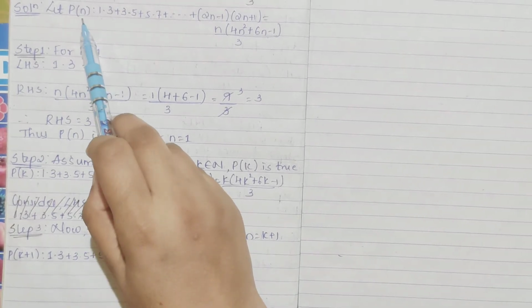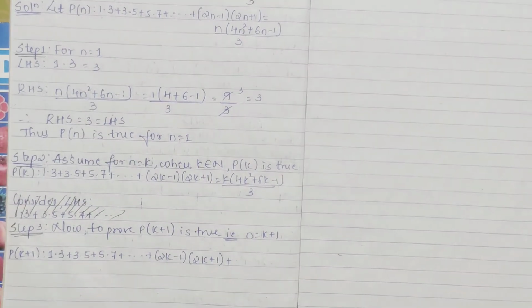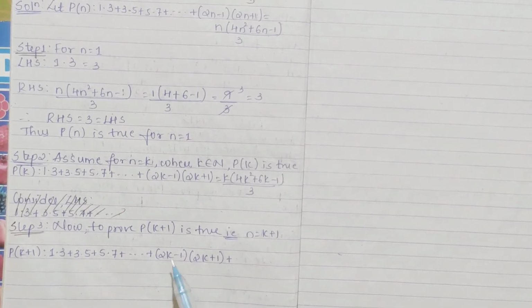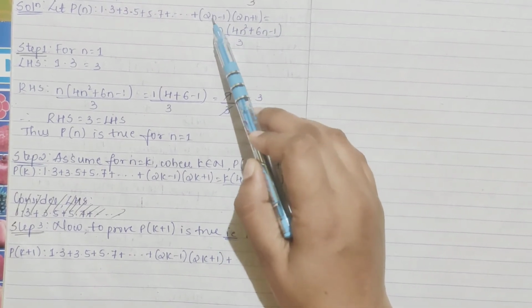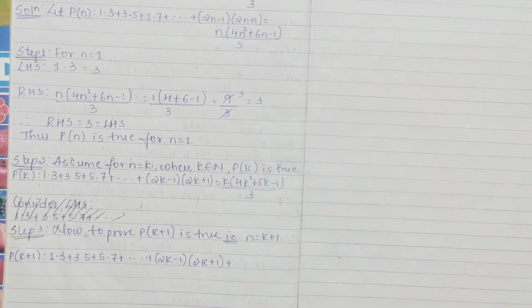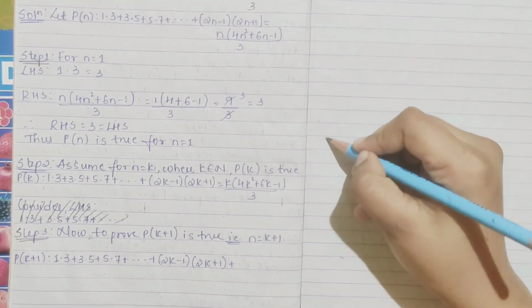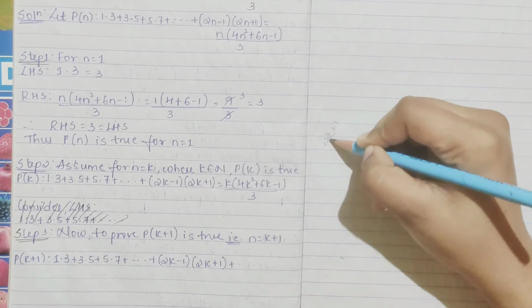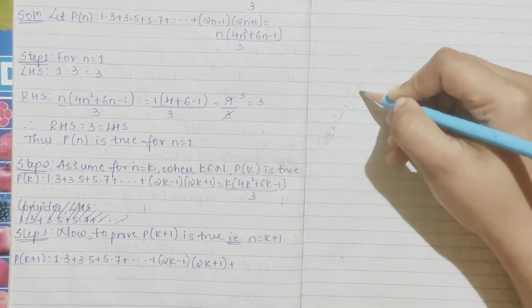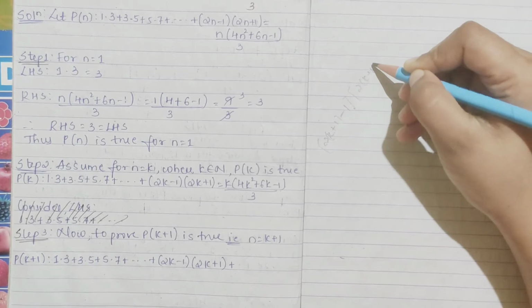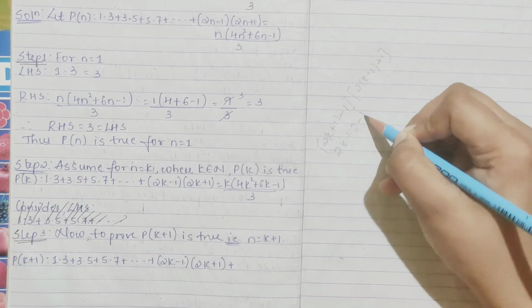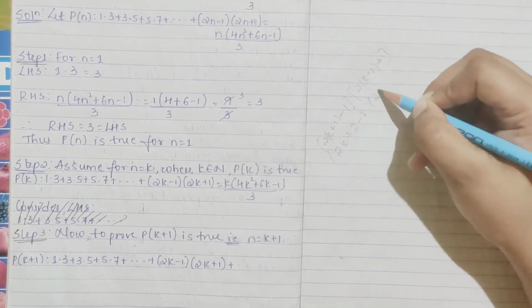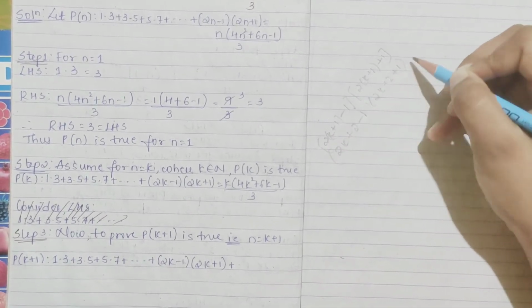So wherever n is there, you have to put k plus 1. So P of k plus 1 is 1 into 3, 3 into 5, and so on up to, see here it is 2n minus 1 into 2n plus 1. So in place of n, it will be k plus 1. So how will it be? 2k plus 1 minus 1, right? And it will be 2k plus 1 plus 1. So it will be 2k plus 2 minus 1, and this will be 2k plus 2 plus 1, right?